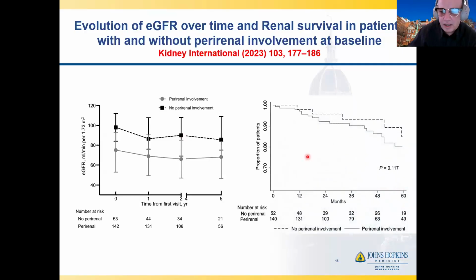And if you look at what happened to them over time in terms of renal survival, the proportion of patients who have normal kidney function at 5 years, 60 months. So you will see that by 5 years, about 20% of patients with perirenal involvement lost their kidney, meaning that they are in end-stage kidney disease. And this is compared to about 10% of patients without perirenal involvement.